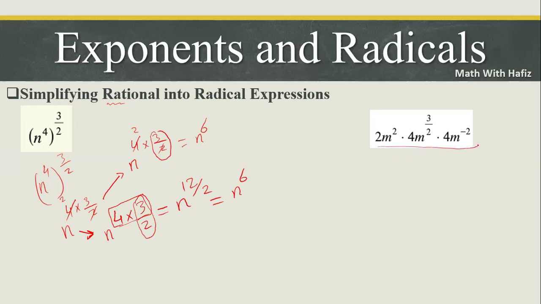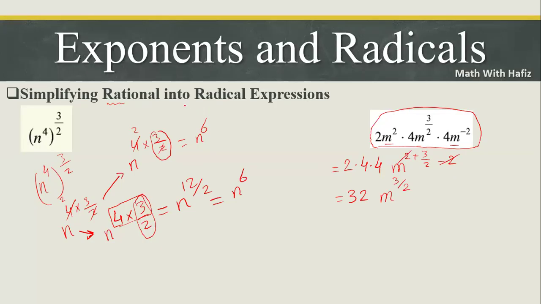Here it is a bit of a long question, so let's deal with it. Remember: constants with constants, variables with variables. So the variables are the same. It will be 2 plus 3 by 2 plus minus 2. So it will be 2 multiplied by 4, 8 multiplied by 4 is 32. The m to the power 2 and minus 2 will be cancelled, so we will have m to the power of 3 by 2.